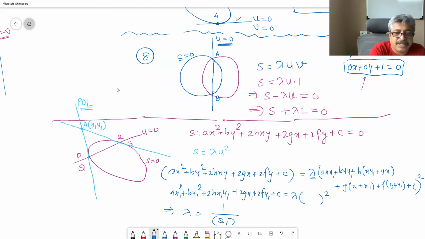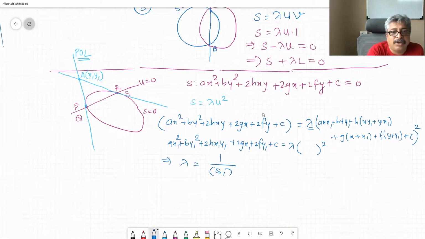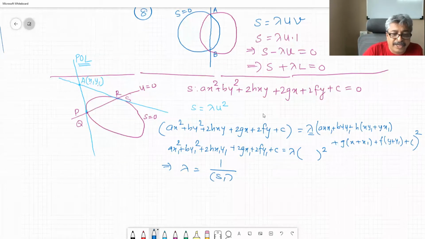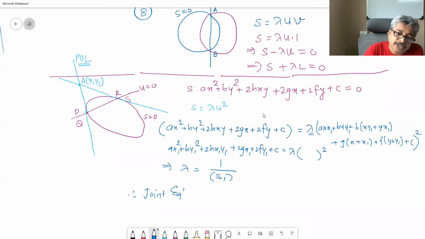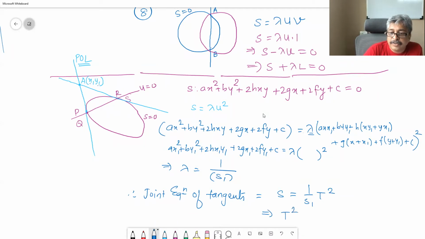Hence, if we go back and write down our joint equation of tangents, S is equal to lambda, which is 1 upon S1, times T square, which gives T square is equal to SS1. That is what we have proved by one more method.